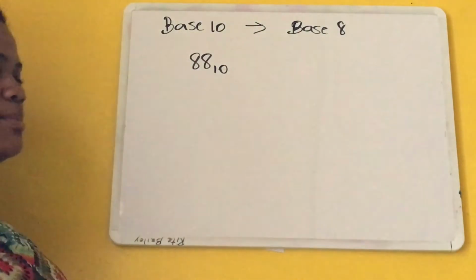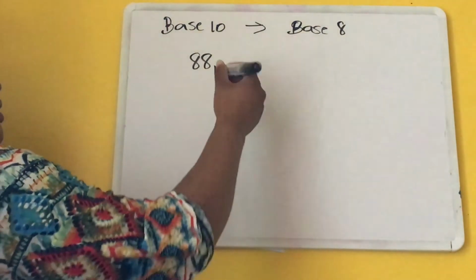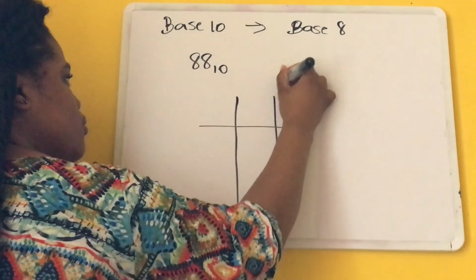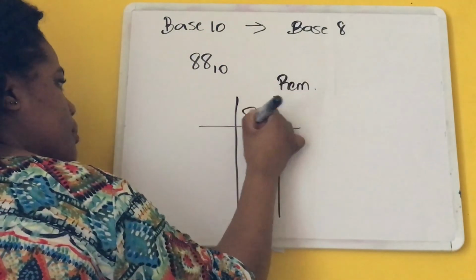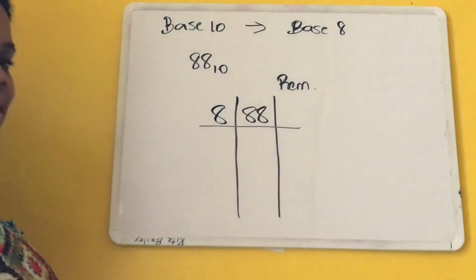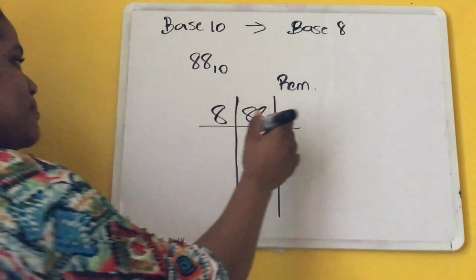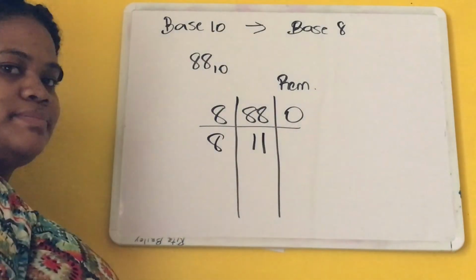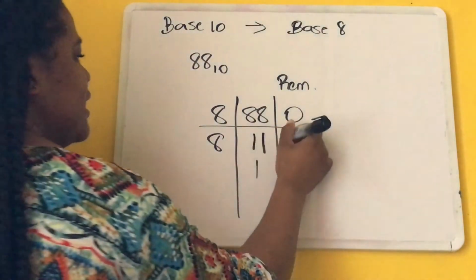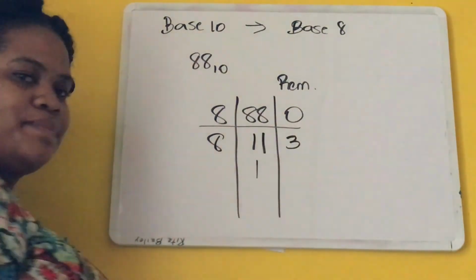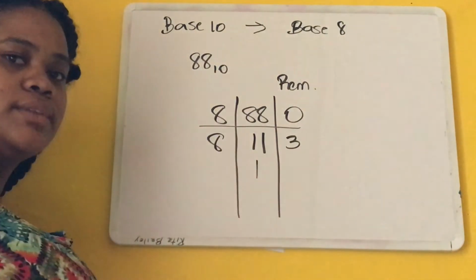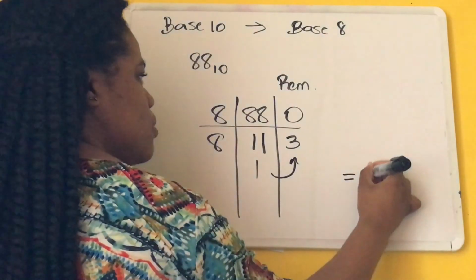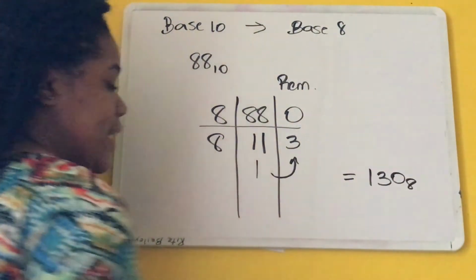Alright, so our next example is going to be 88 base 10, and we're converting to base 8. Drop your diagram, and then the number you're dividing by. 8 into 88 will give me, good, 11 and 0 remainder. 8 into 11, 1. And leave, good, 3. Alright, so can 8 go into 1? No. So it means I'm going to carry over. So it is equal to 1, 3, 0, base 8.